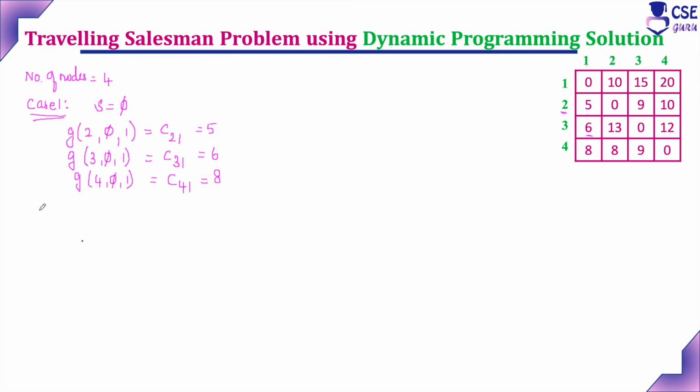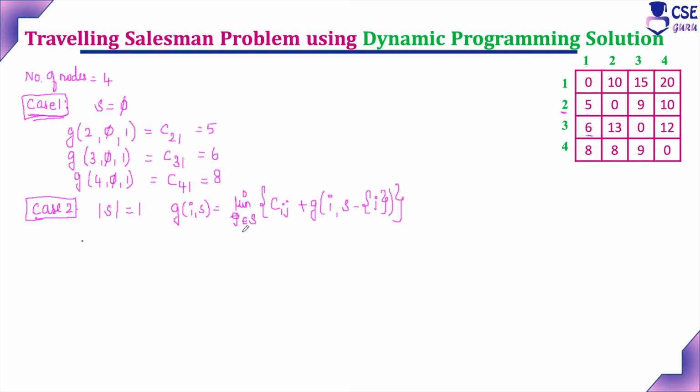Next, consider case 2. Modulus S is equal to 1. That is, after visiting the current city, there is one more city to be visited. In that case, what is the function we have to implement? G of i, S is equal to minimum of j belongs to S, Cij plus G of j, S minus j. So this is the function we are going to implement here.